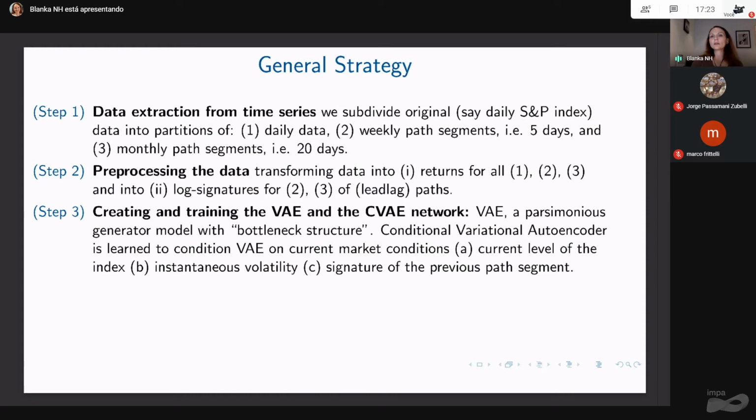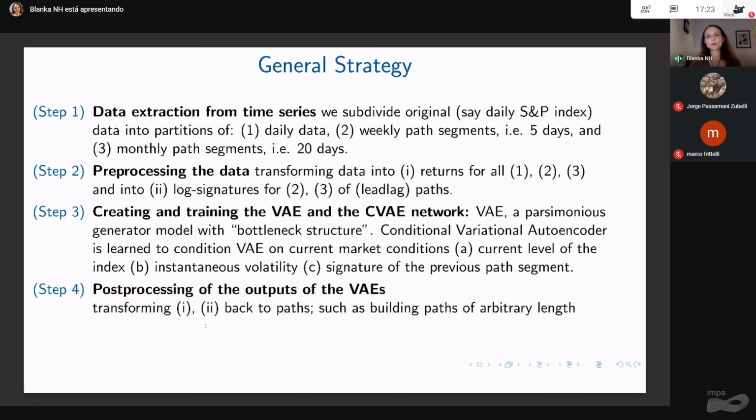Then the fourth part is the post-processing step, because the output of the generator, or of the variational autoencoder of this generative model, is still in signature or log signature space. So we have to transform that back, and there are various ways to do that. In this paper, we propose one that definitely works, but there are also faster ones out by now.